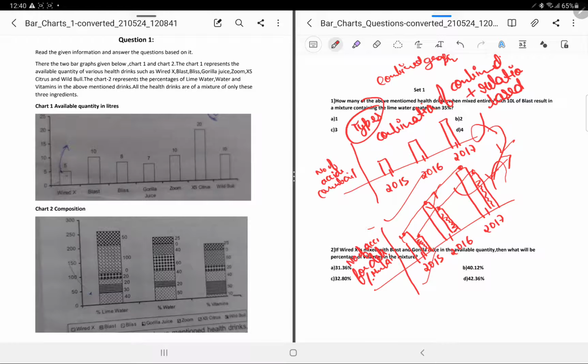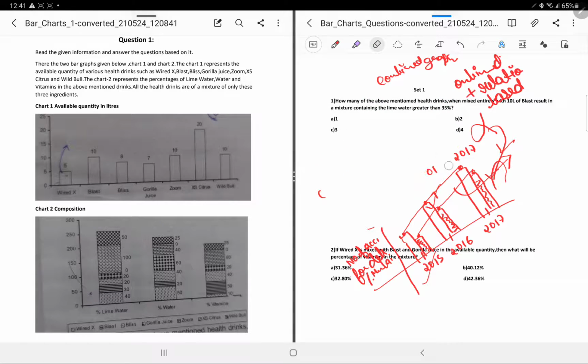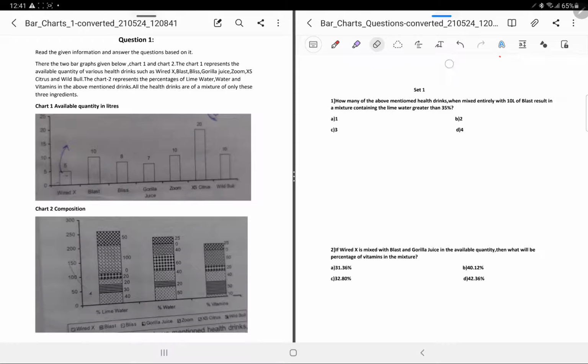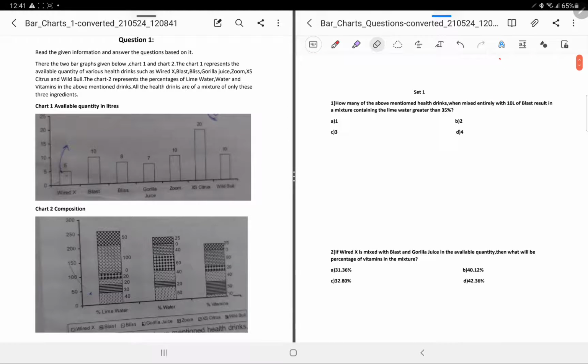If it sounds confusing, just ignore it. Just try to get what the basic types of questions are that you can get, and if still you are not able to get it, then let's wait. Let's try doing the questions now, and you'll get it. Okay, so let's start with set 1, and this is the question that we have.